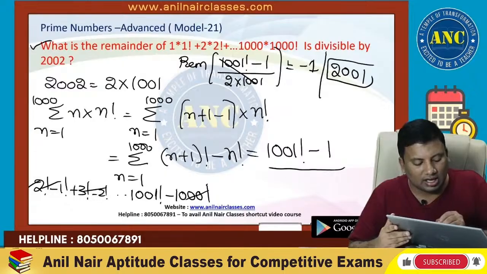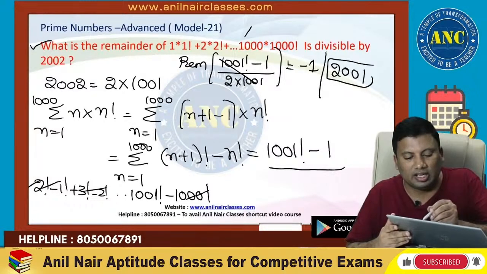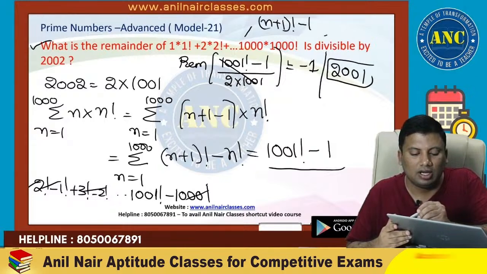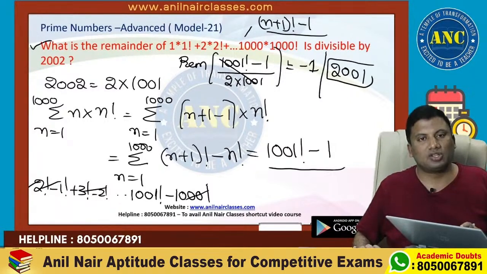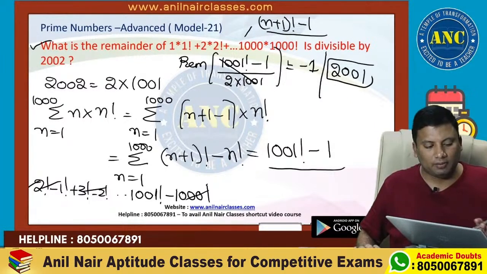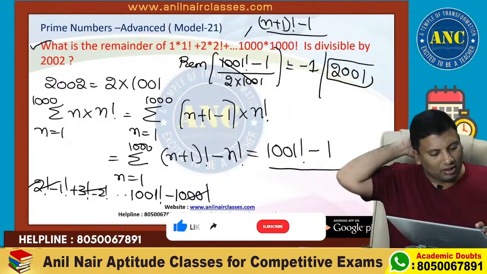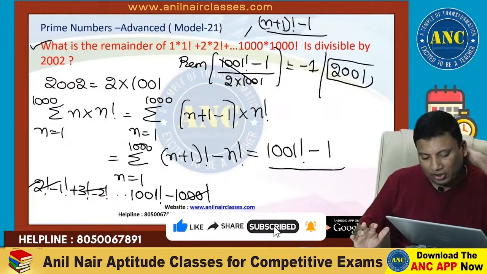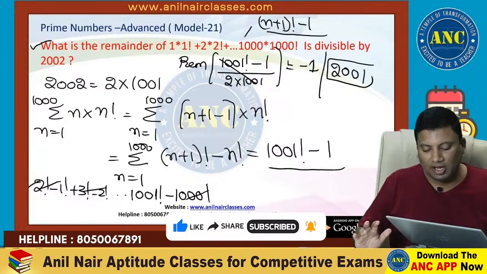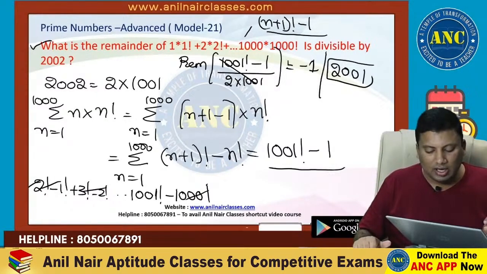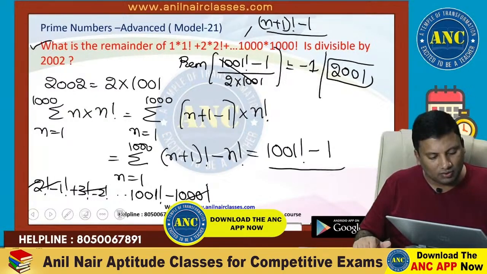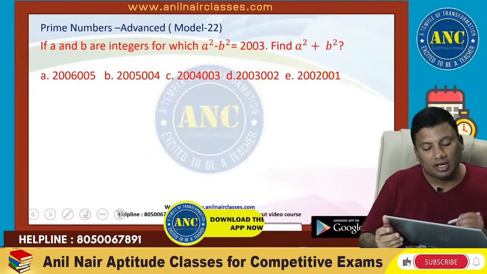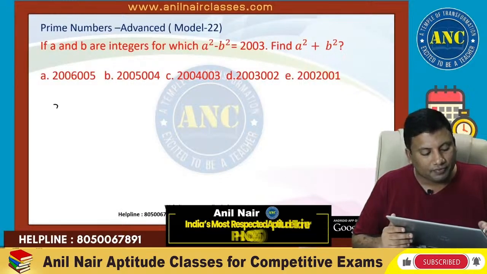Writing down this expression, it is nothing but n plus 1 factorial minus 1, that is 1001 factorial minus 1 divided by 2 into 1001. So 1001 factorial contains 2 and 1001. Negative remainder minus 1, positive remainder 2001. Idea clear? Next one.